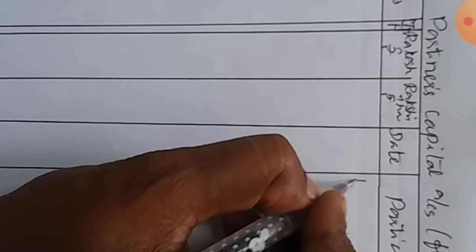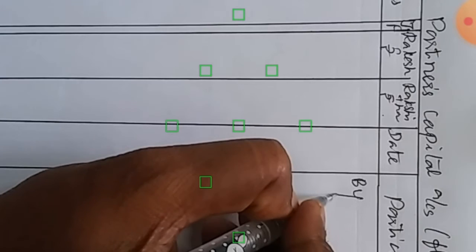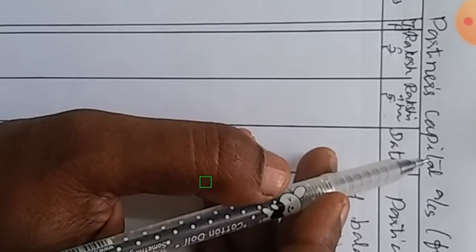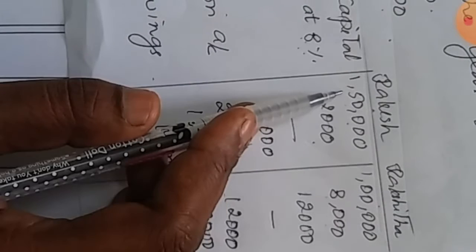We shall start with the credit values first. I write by balance brought down. This by balance brought down is nothing but what? The opening value of capital. What is the opening value of capital? It is given in the question. See the question here. The opening balance of capital is how much? 1,50,000 for Rakesh and 1 lakh for Rakshita. So I write here 1,50,000 for Rakesh and 1 lakh for Rakshita.